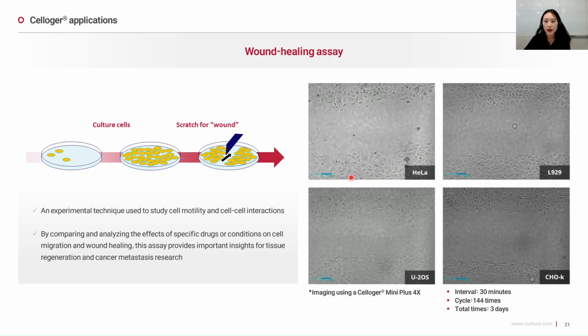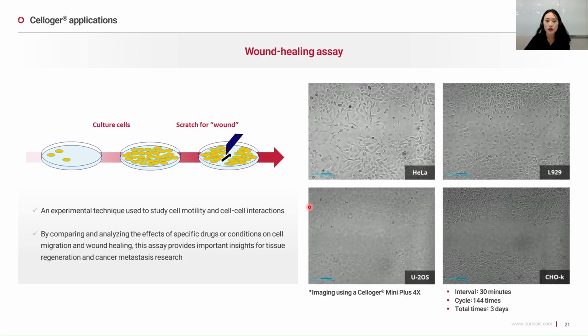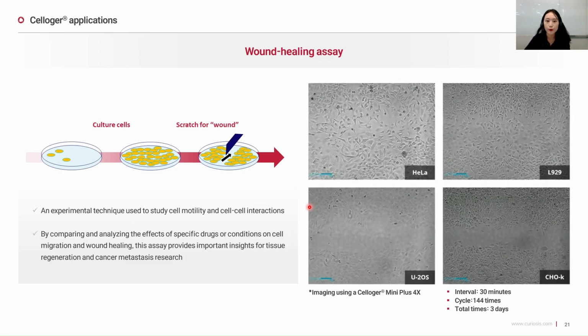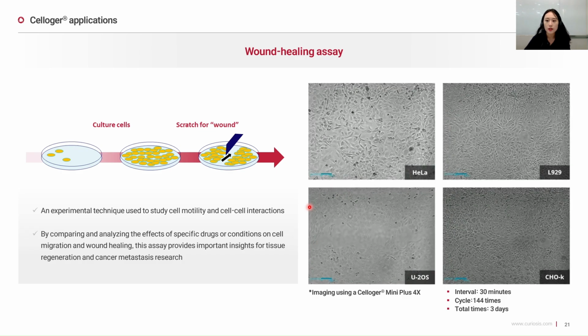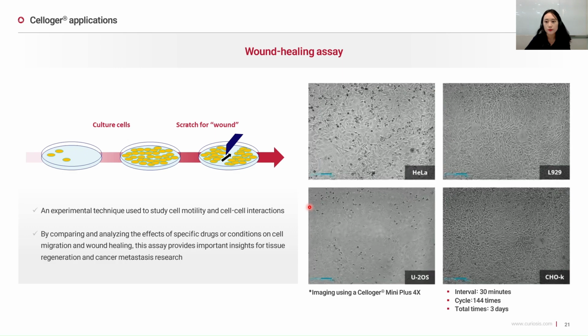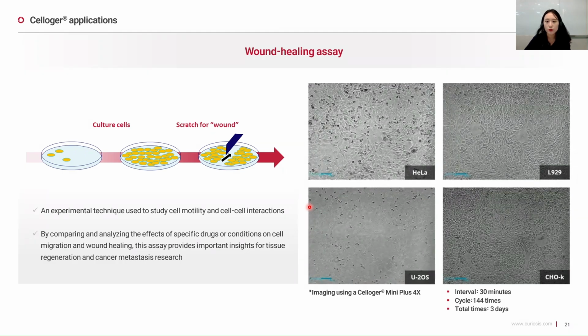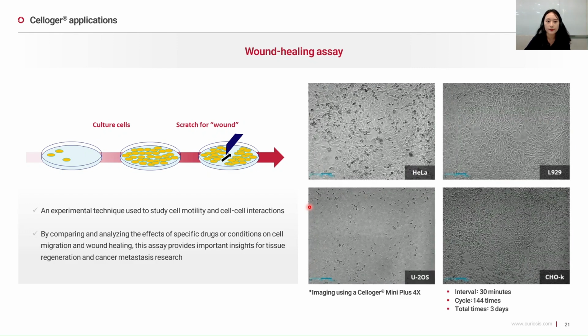Here, the video on the right demonstrates the wound healing assay conducted using a Celloger Mini Plus with 4 different cell lines. Each cell line was seeded in the same well plate and imaging was carried out simultaneously. The images were captured every 30 minutes over a period of 3 days.